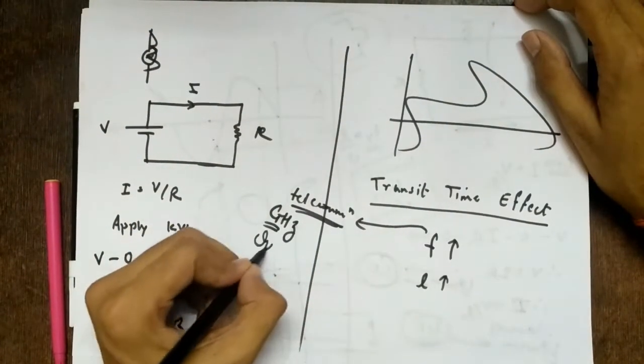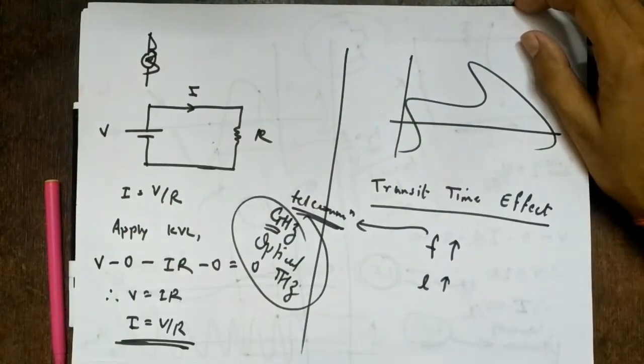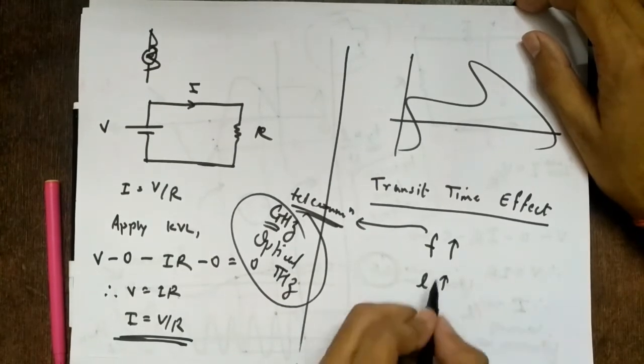So we also saw optical fiber. So again, it is what? Terahertz, high frequency signal. So we now cannot apply KVL, KCL, etc. to analyze here, right? So here is the length high.